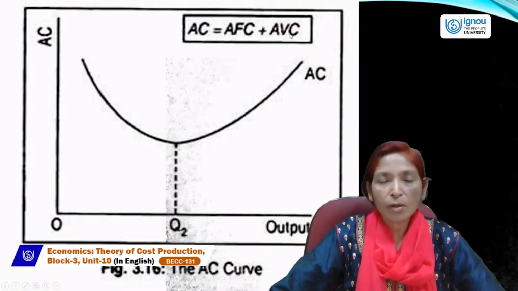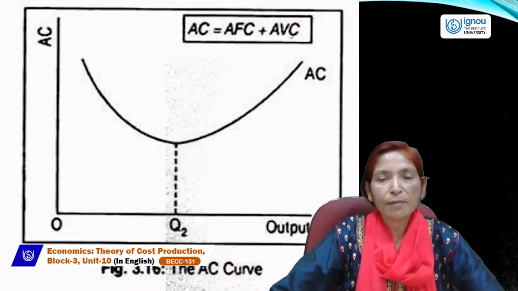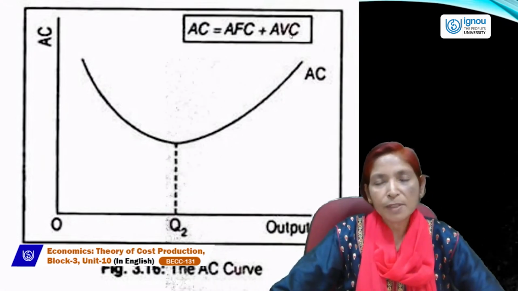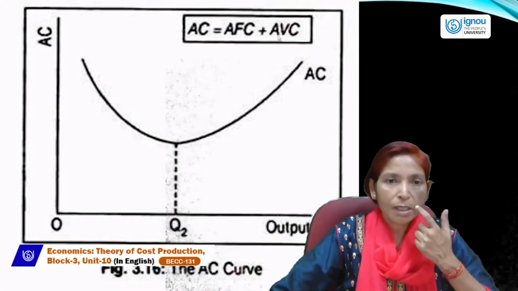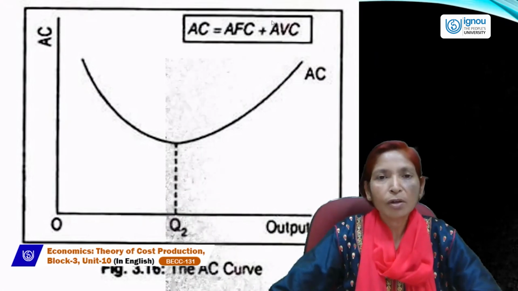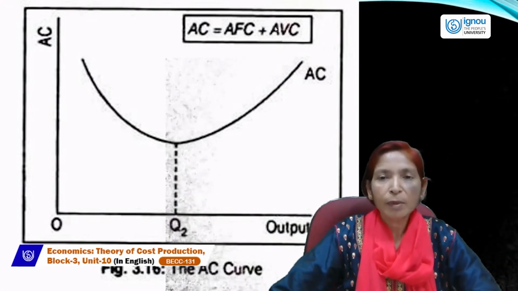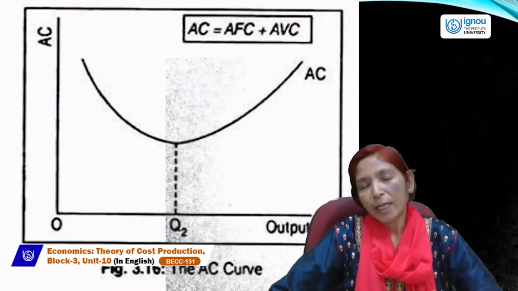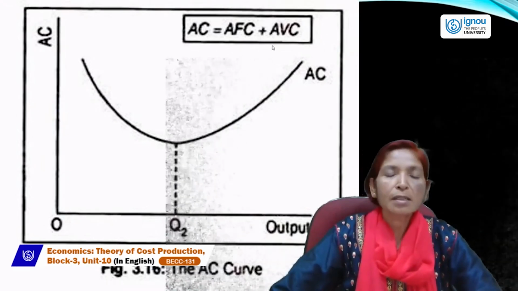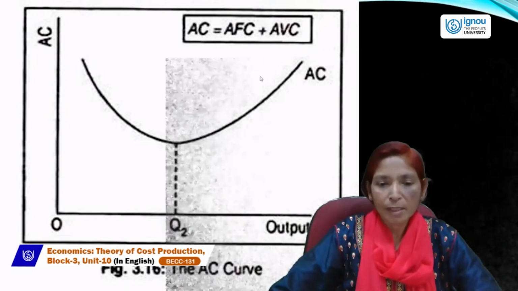Same as total cost, like total cost is the sum of TFC and TVC, but average cost is the sum of AFC and AVC, because this is the per unit cost. That's why we take per unit fixed cost and per unit variable cost for calculating this per unit cost. And TC is the sum of TFC and TVC.